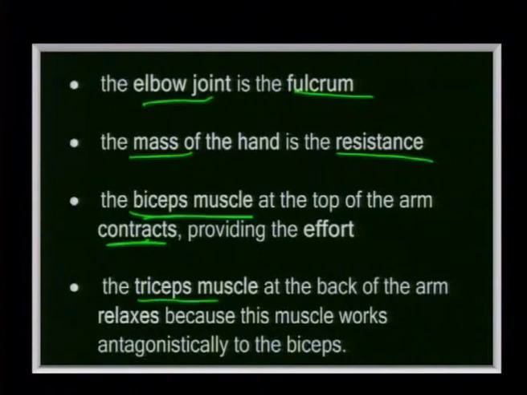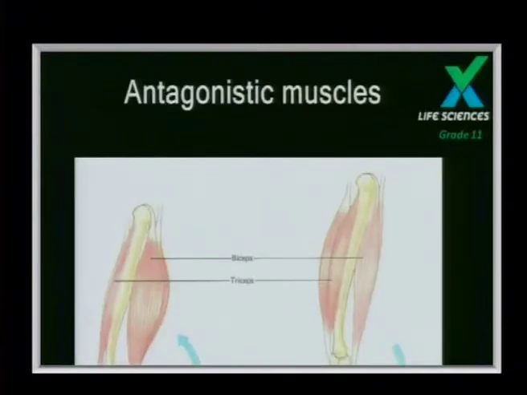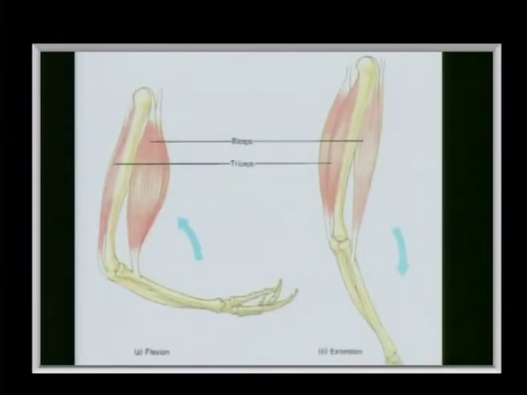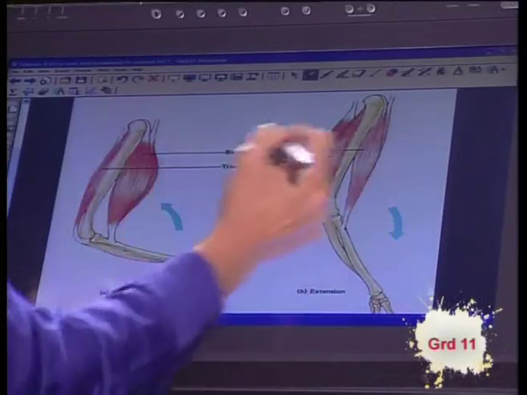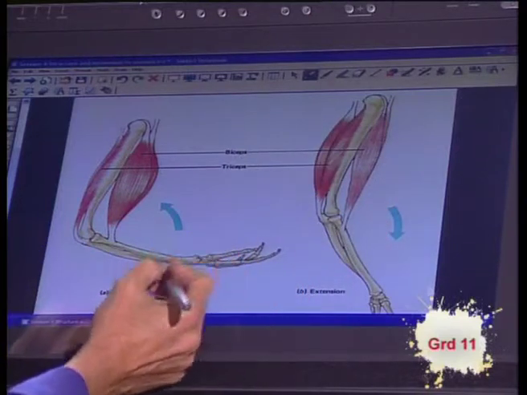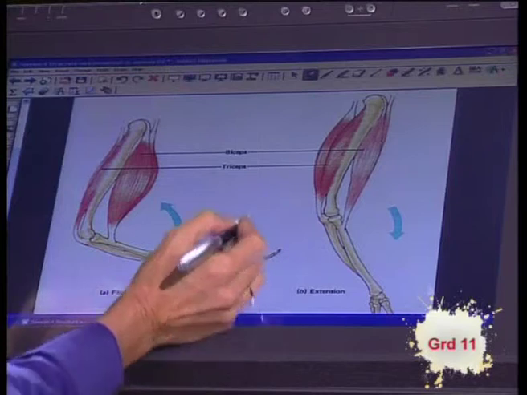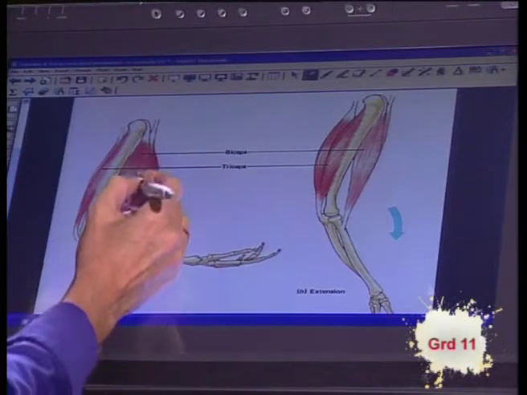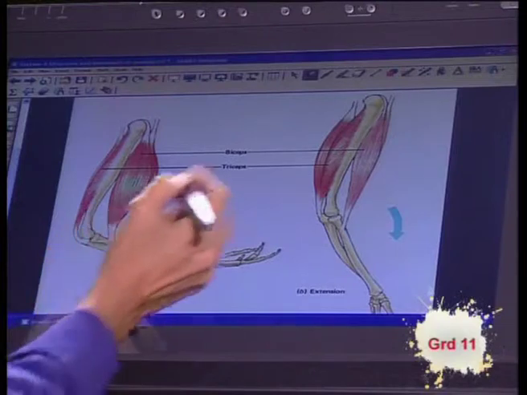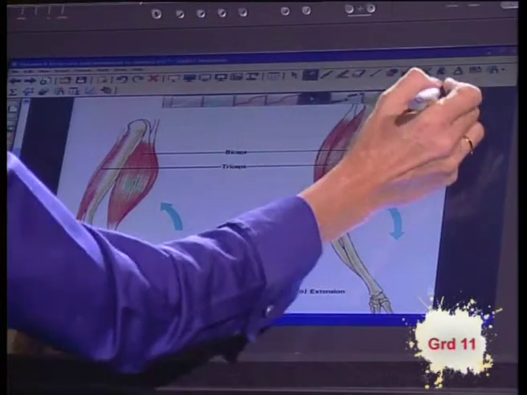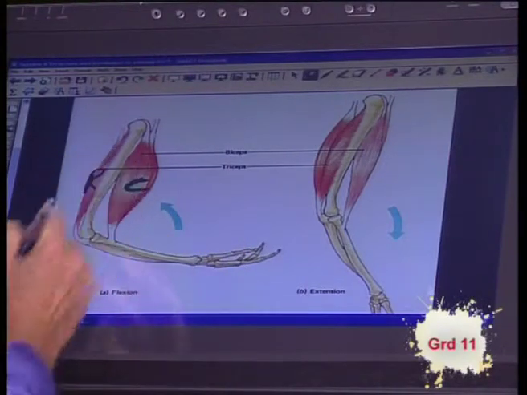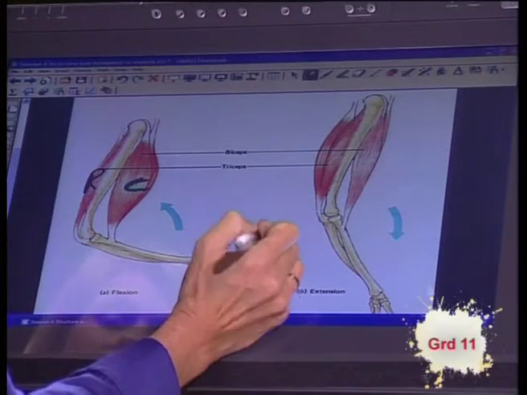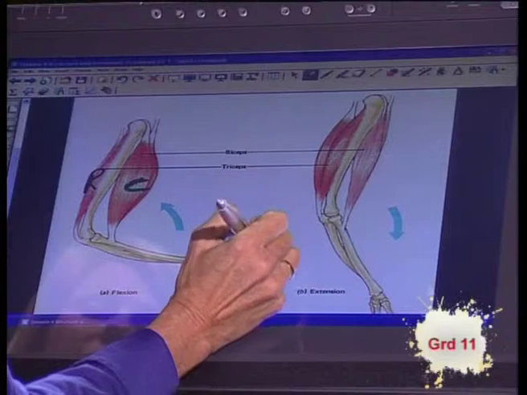Okay, the triceps muscle at the back has to relax, otherwise you are not going to be able to bring your hand to your mouth. Okay, this is your antagonistic muscles. All right, your biceps is in the front. Your triceps is at the back. So if I'm lifting my hand towards my mouth, so the hand is coming up, what's going to happen? The biceps contracts, and the triceps must relax. Here is the effort, here is the resistance.